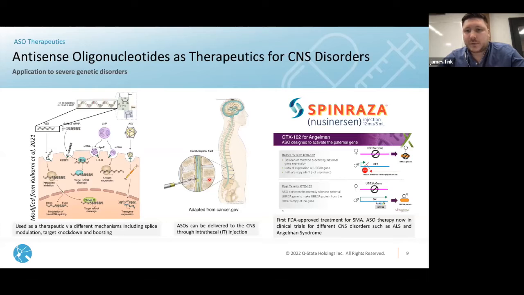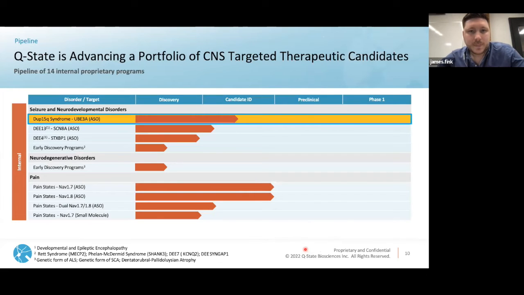And there has been FDA approval for ASOs for several neurological disorders, and more recently there are some in early phase clinical trials for Angelman syndrome, which is another disorder related to this gene. So this is an overview of the current therapeutic programs we have at QState, both small molecule and ASO. Several of them are epilepsy or neurodevelopmental associated disorders, but we also have several programs in pain. And today I'll talk to you about our development of an ASO for Dup15q syndrome.